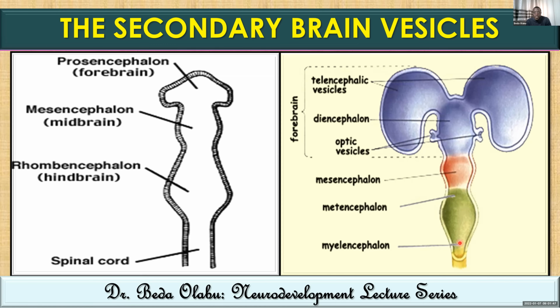So what do you notice? In total, we have 5 secondary brain vesicles, yet we had 3 primary brain vesicles. Remember still, each vesicle, whether primary or secondary, has a wall and a cavity.